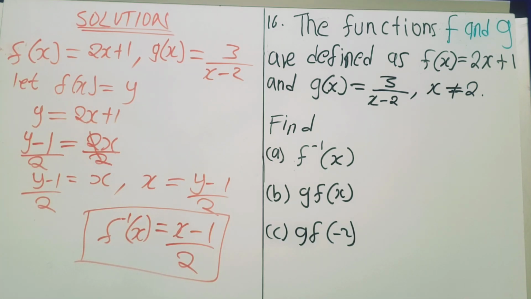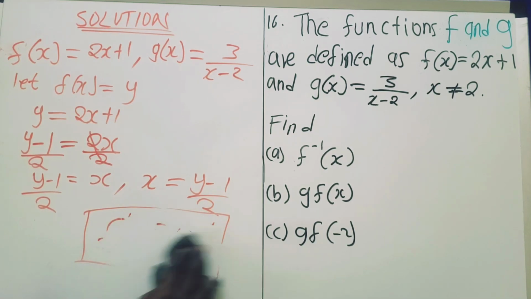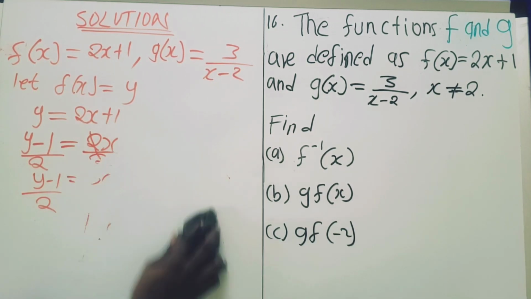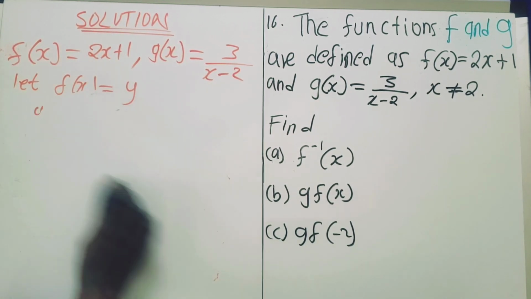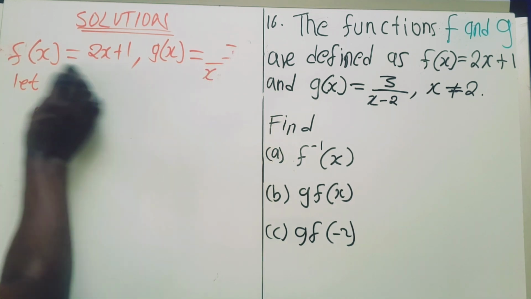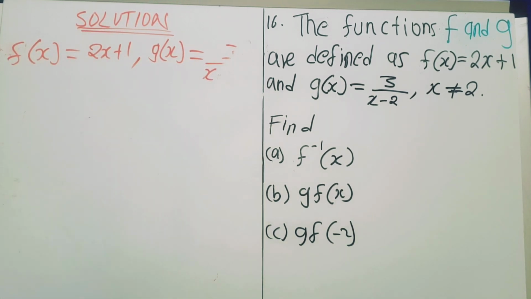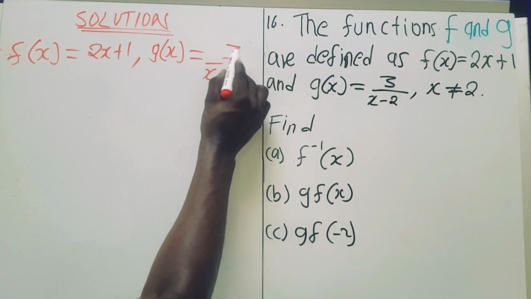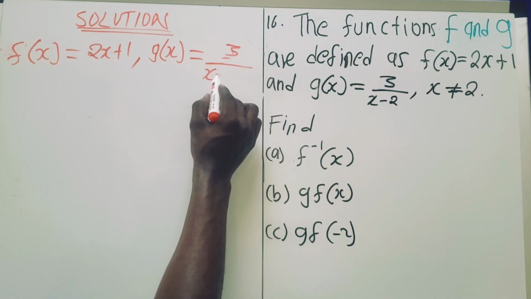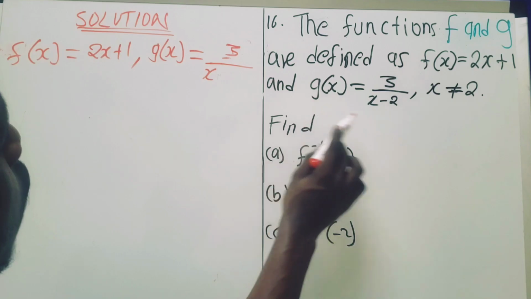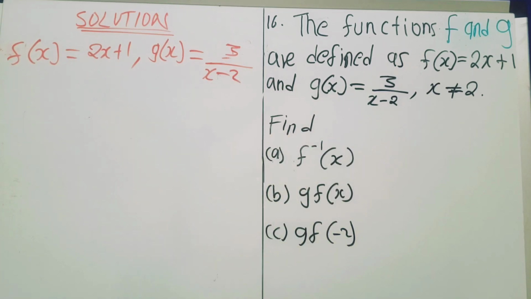Alright, let's look at the second question. So B, we have B here, and B is asking us to find gf of x. Okay, find the gf of x. So they want us to find gf of x. Alright, how do we find the gf of x?